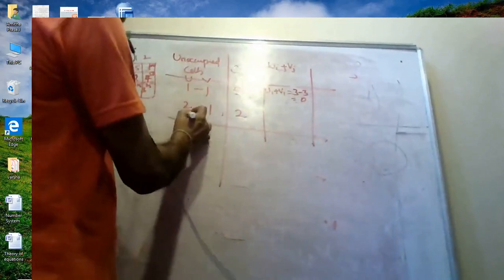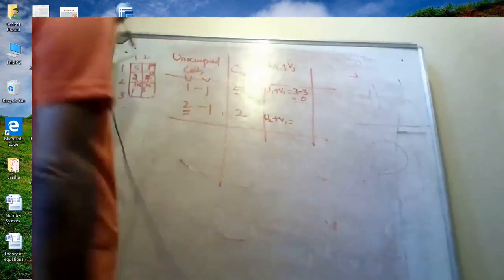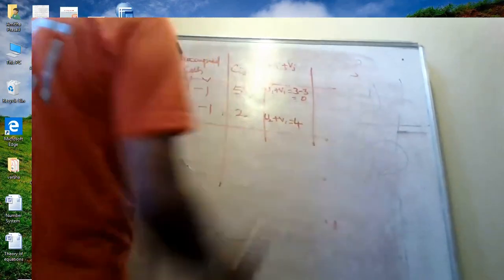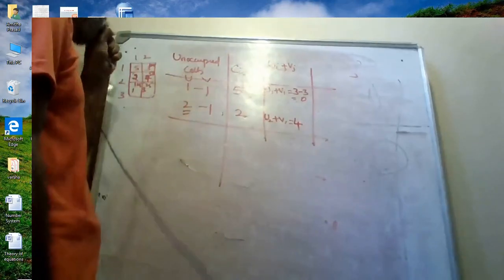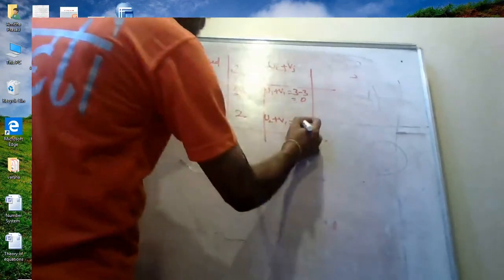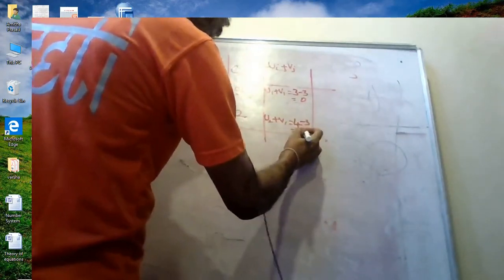Then this is u2 plus v1. So u2 was how much? 4. And v1 was minus 3. So plus 1.